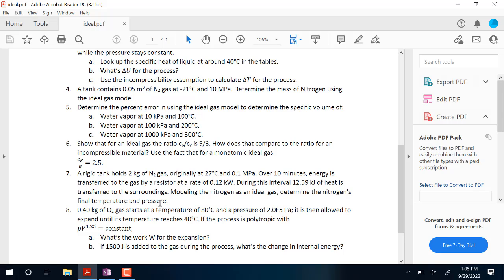So treating the nitrogen as an ideal gas, what's the nitrogen's final temperature and pressure? Okay, so we know the mass, temperature, pressure at the start, and then this energy is taken away, added to it, and we want to come up with the pressure and temperature.